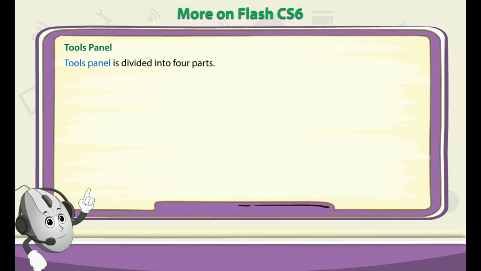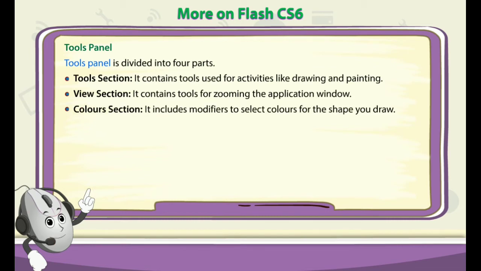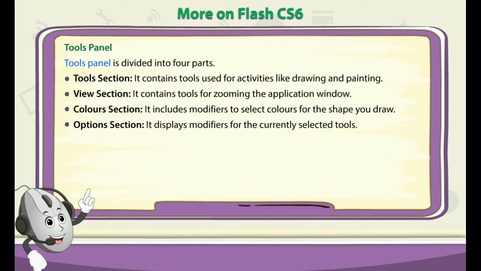Now let's learn about the tool panel. The tool panel is divided into 4 parts. First part is the tools section. The tools section contains the tools used for activities like drawing and painting, as we have tools in Paint, the same way. The view section contains tools for zooming the application window. Third one is the color section. It includes the modifiers to select colors for the shape you have drawn. And the fourth one is the options section. It displays the modifiers for the currently selected tool.